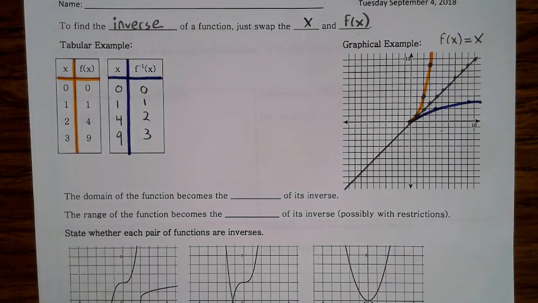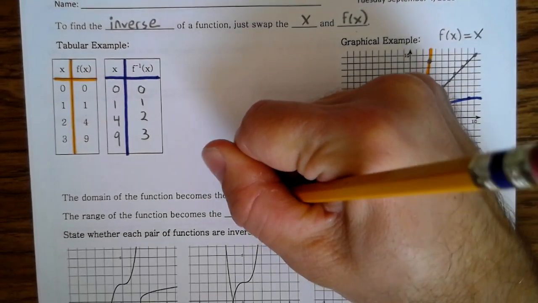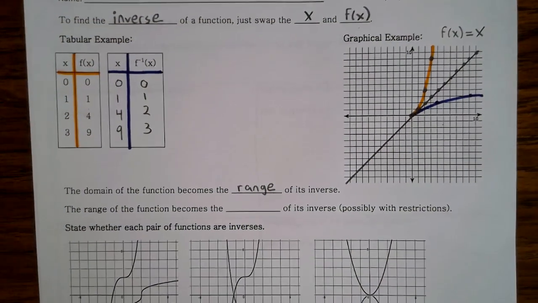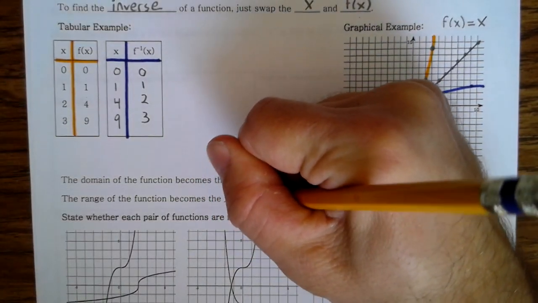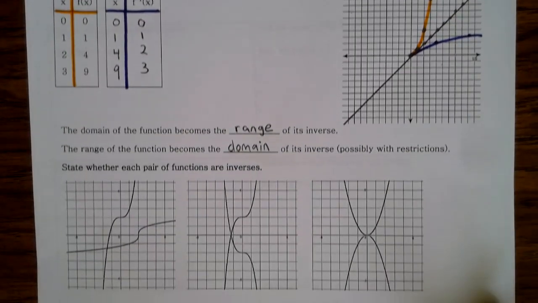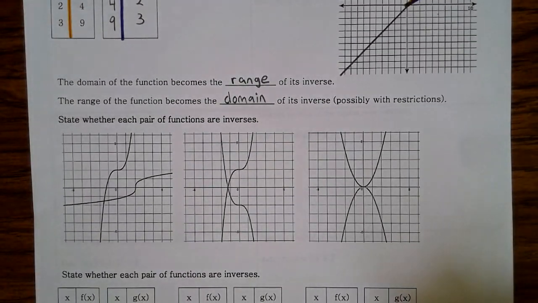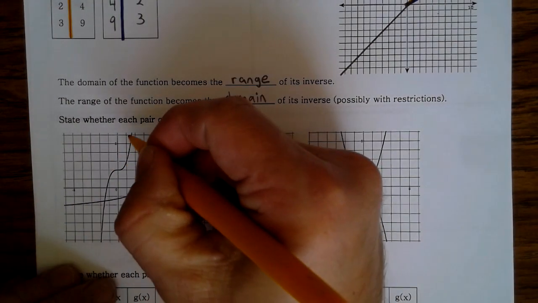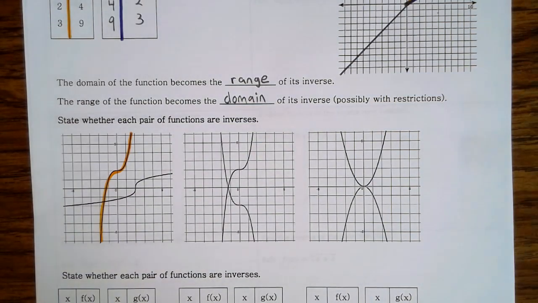All right, next thing. The domain of the function becomes the range of its inverse, and the range of the function becomes the domain of its inverse, possibly with restrictions. All right, next thing. State whether each pair of the functions are inverses. Now, first things first, I'm going to put them in different colors so they're easier to see.